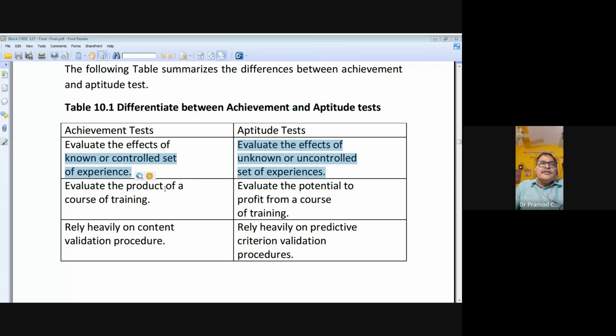Then second, we can evaluate the product of the course or training.